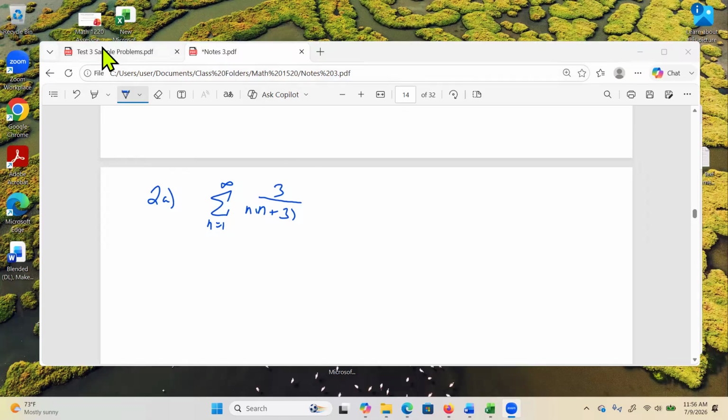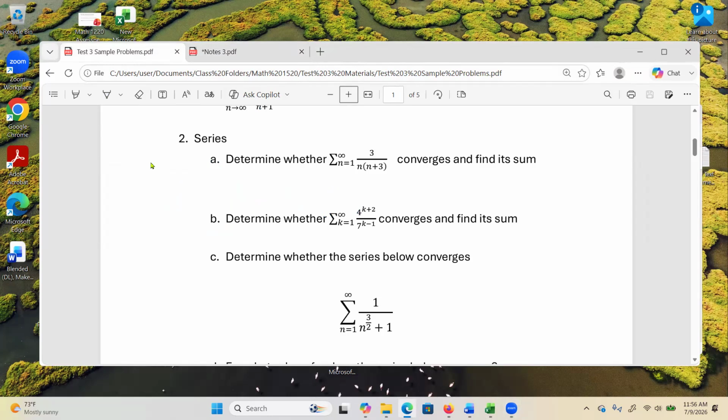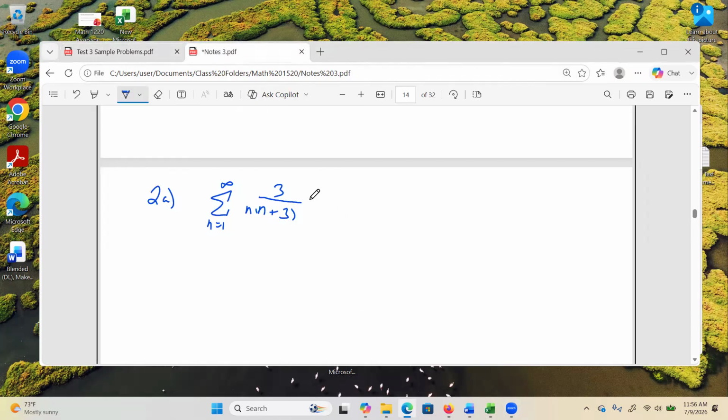We are going to be looking at problem number 2a here, determining whether the series, n from 1 to infinity, of 3 over n times n plus 3 converges, and find its sum. So the first thing, every time you see something like this, you might be thinking, well, it goes to zero. Okay, yes, it goes to zero. But just because something goes to zero doesn't mean it converges. One of the things you might want to do is think, well, could this be a telescoping series? That's always a question you have, especially when you have fractions like this.